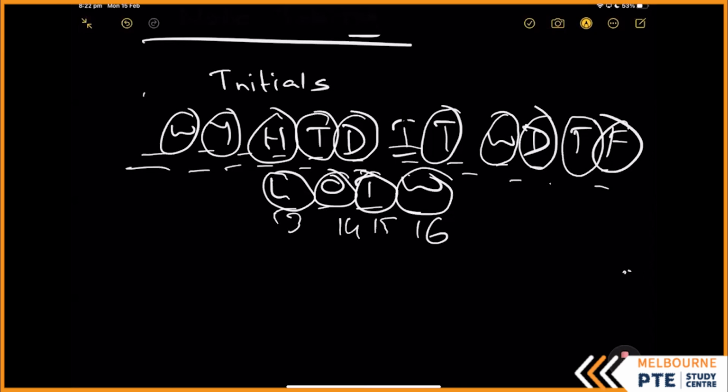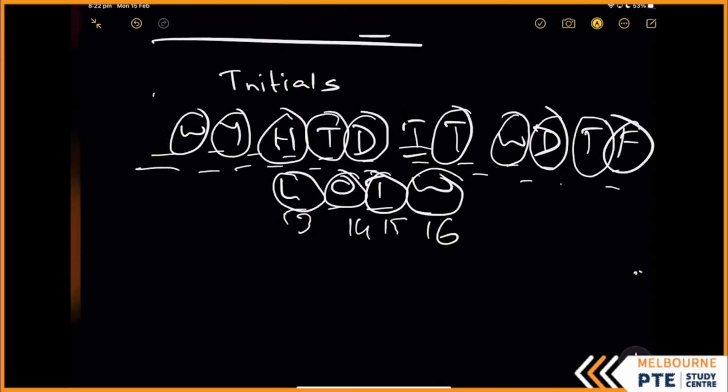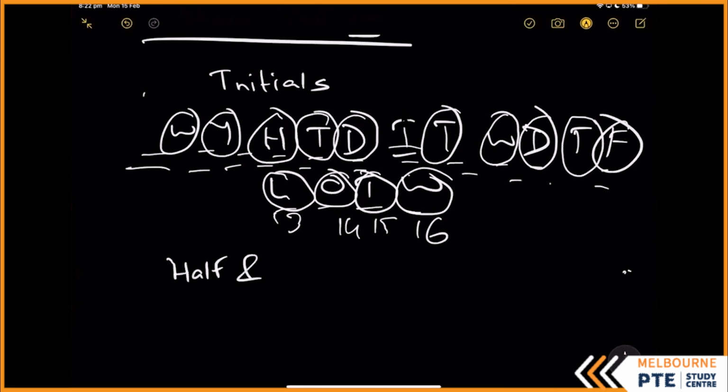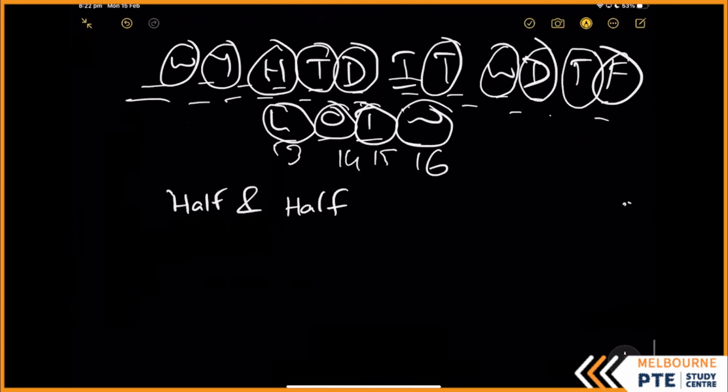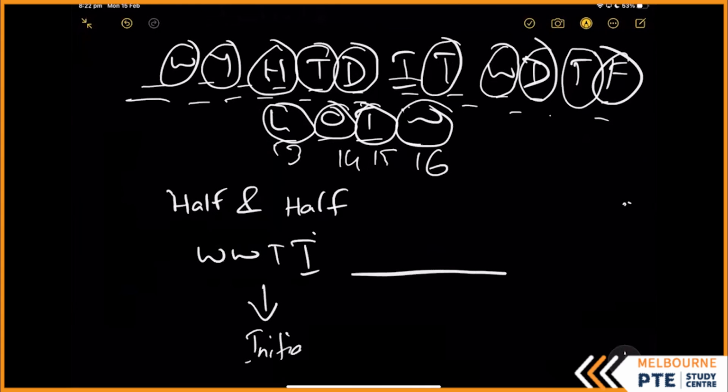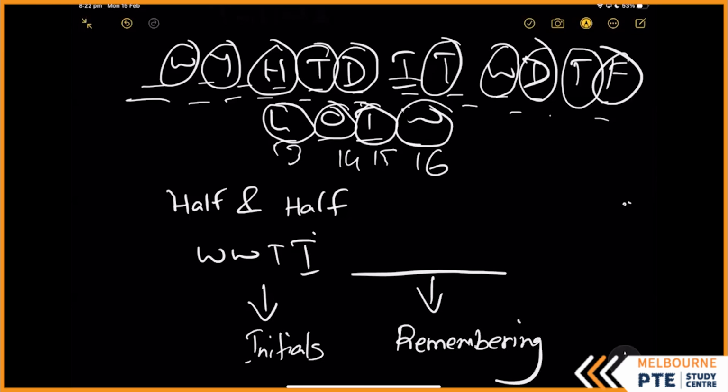So generally, for repeat sentences, what we do is something called half and half. That means we will take initials of the first half and remember the last half. The first half, I'm taking initials. Second half, I'm doing what? Remember.